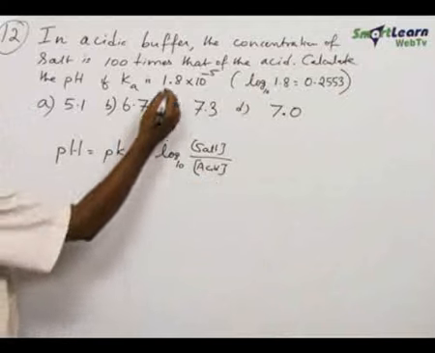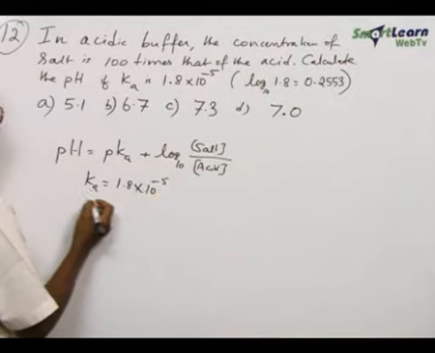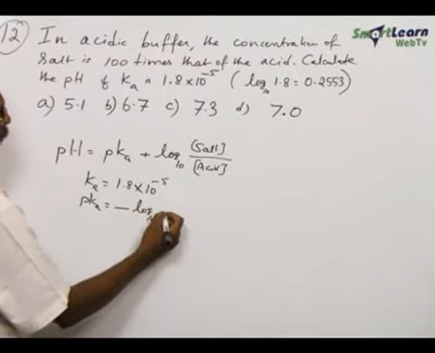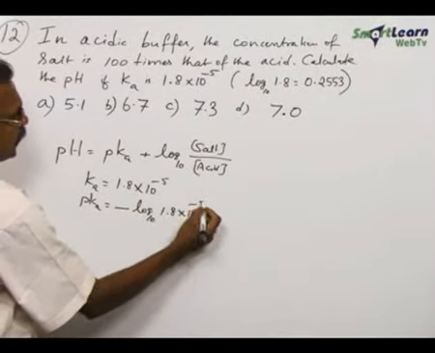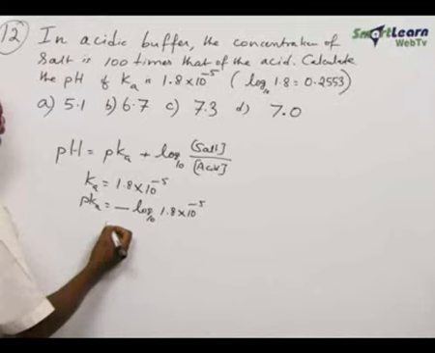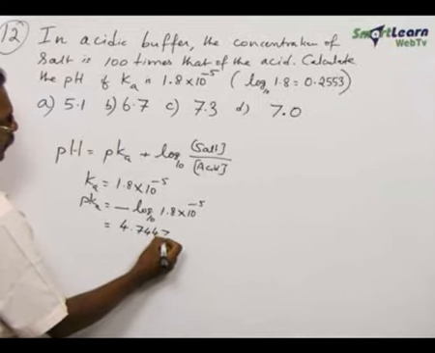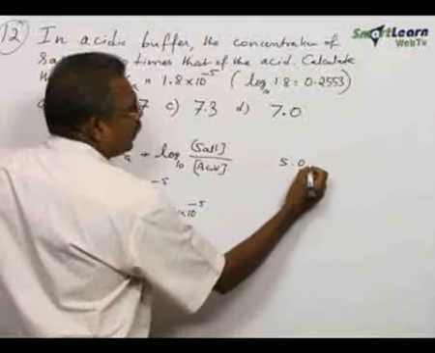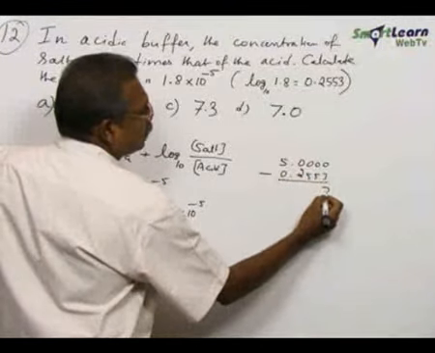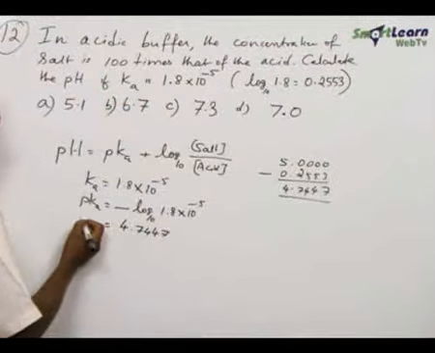In the problem, Ka is given: Ka is equal to 1.8 × 10^-5. Therefore pKa must be found first. You have to take the negative logarithm to the base 10 of 1.8 × 10^-5. The log value of 1.8 is given, and if you calculate, pKa is equal to 5.0000 minus 0.2553, which is 4.7447. So 4.7447 is the pKa value.